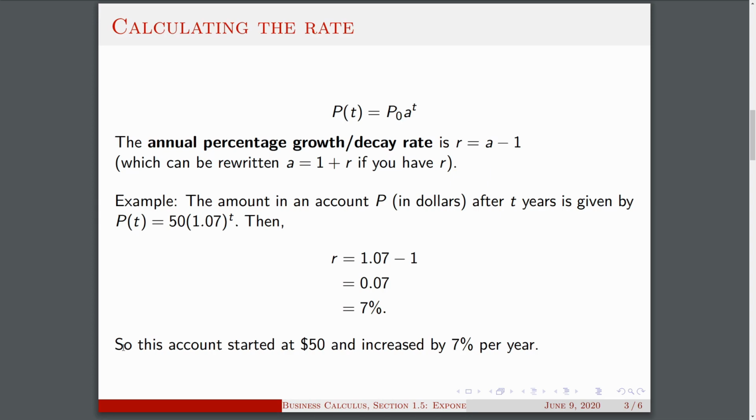Okay, so this account started with an initial balance of 50. I know that because that's the number outside here. That's like the y-intercept. And it increased by 7% per year. All right, so that's that. And notice it's per year there because we define this as the annual percentage growth.